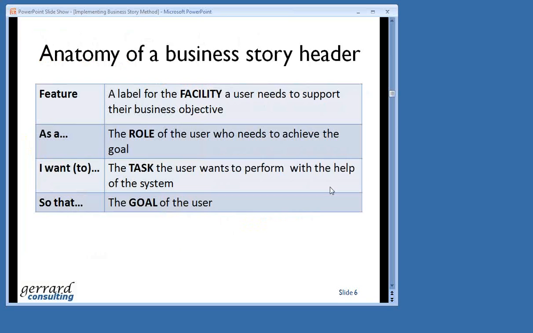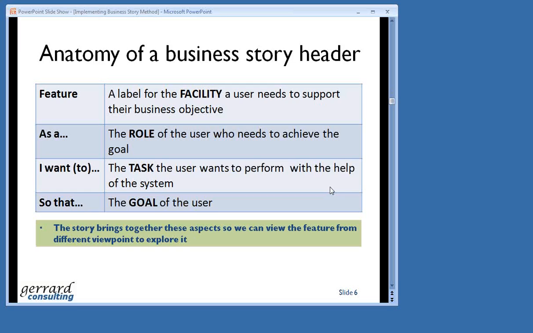If we look at the elements of that in a little bit more detail, we've got the anatomy of the business story header here. Anyone who's looked at using business stories is probably familiar with the keywords: as a, I want, so that. But just in case you're not, as a refers to the role of a particular user who's going to be using a piece of functionality. The I want is a task that particular user wants to perform, and the so that is the goal of that particular user. So using this kind of story approach brings together all of those aspects so that we can view the feature from different viewpoints and explore it in a little bit more detail.